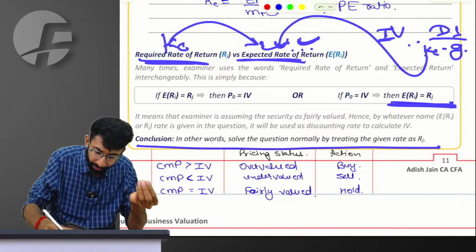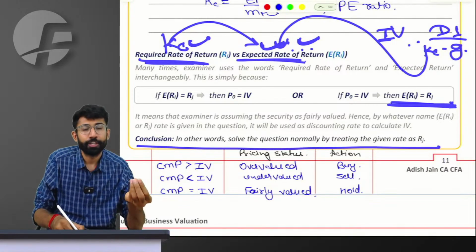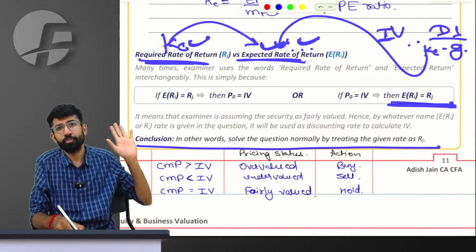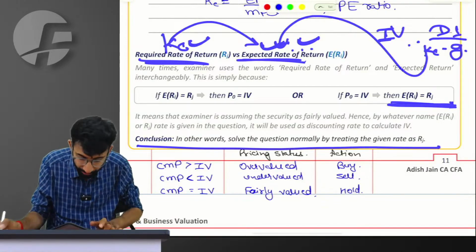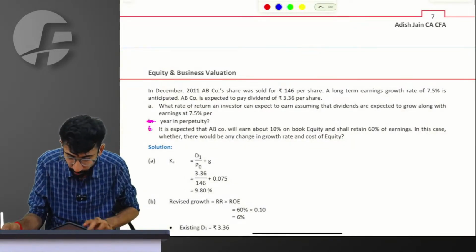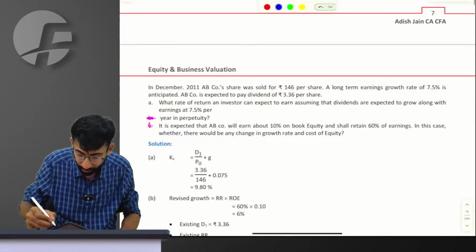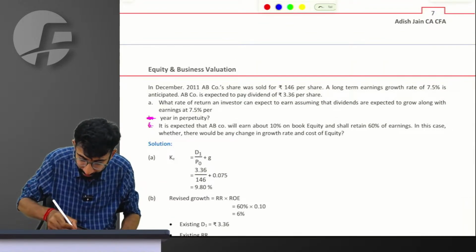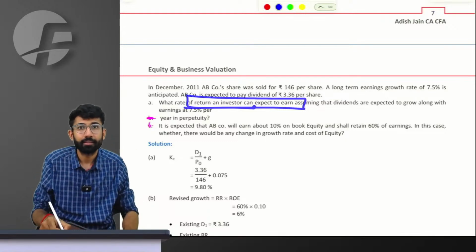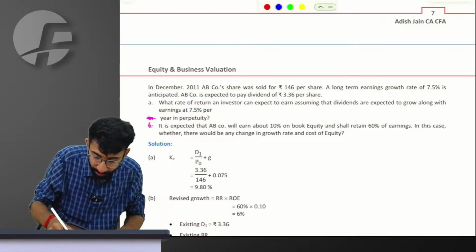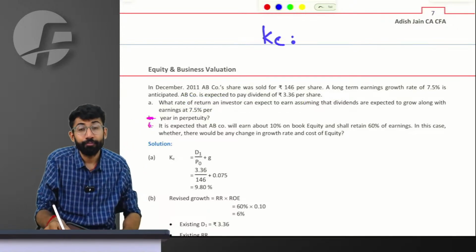Whether they give expected rate of return or required rate of return, you can consider it to be your KE and solve the question simply. Even if they ask you expected or required, you have to calculate KE. One thing is clear. Now let us proceed. When you calculate KE, there are different ways.